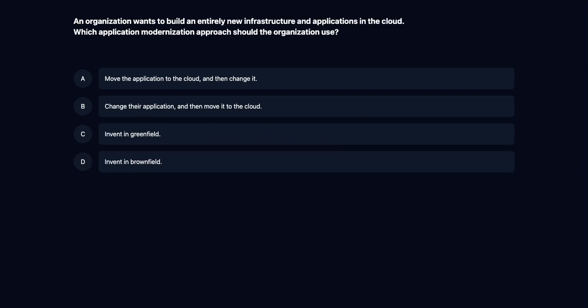An organization wants to build an entirely new infrastructure and applications in the cloud. Which application modernization approach should the organization use? A. Move the application to the cloud and then change it. B. Change their application and then move it to the cloud. C. Invent in greenfield. D. Invent in brownfield.